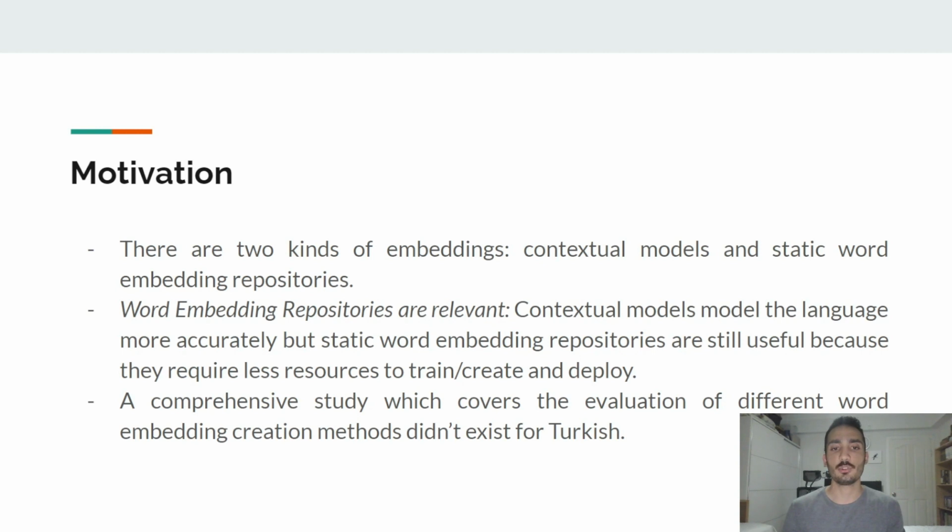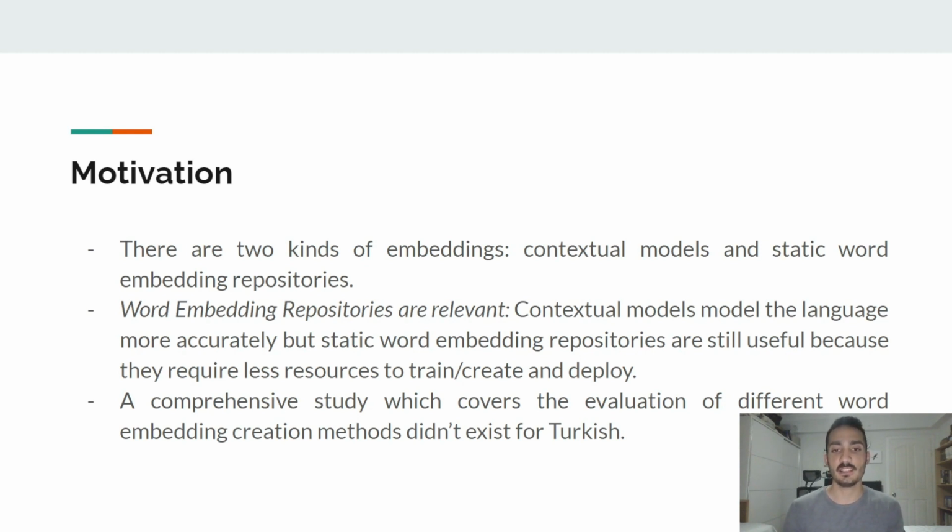And to do so, there are two kinds of embedding strategies: contextual models and static models. Although contextual models are right now performing better compared to the static models, we strongly believe that static models are still widely used because they require fewer resources to train. It's much easier to train them, for example, just using a library like Gensim. Whereas for contextual models, you have to have labeled data. It's a supervised procedure, and most of the time you have to utilize GPU resources, and it's much easier to deploy static word embeddings as well.